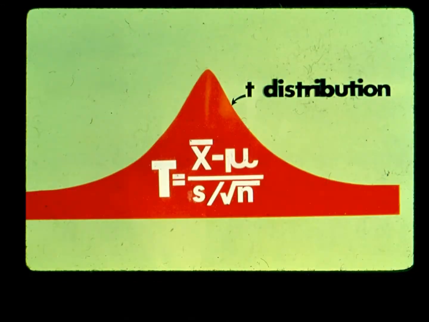Rather than following the standard normal distribution, the probability pattern described by the statistic t equals x bar minus mu divided by s over the square root of n is called, using the pseudonym of its discoverer, the student's t-distribution, or simply the t-distribution. Notice here that we have distinguished the variable capital T from the name of the distribution it follows, which involves a lowercase t.